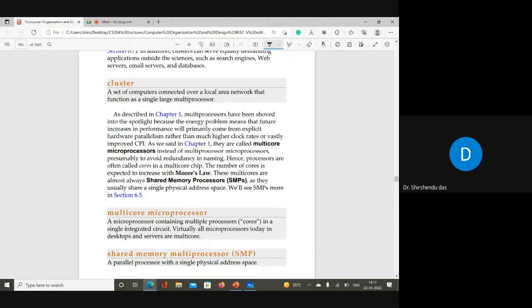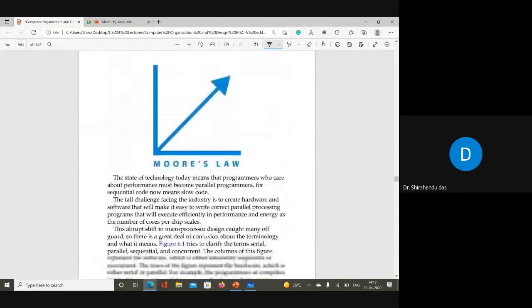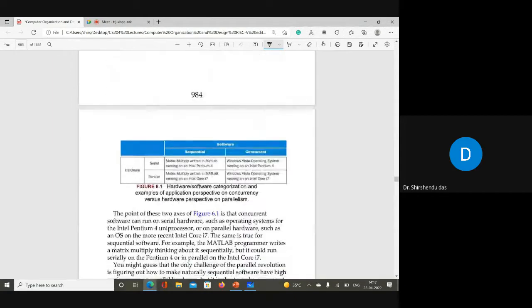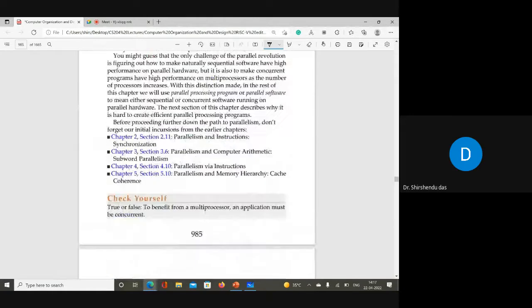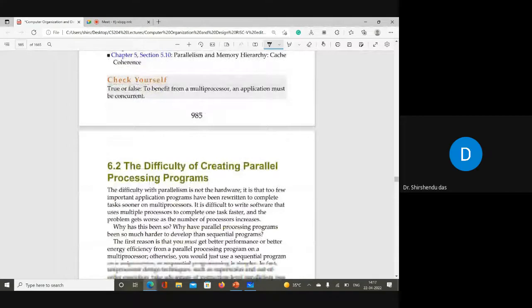Just remember all the terms: shared memory processor, multi-core processor, cluster. You should understand all the terms. A detailed explanation of this is not possible here. If in future you take a course like advanced computer architecture, then you will find a more detailed explanation of these points.